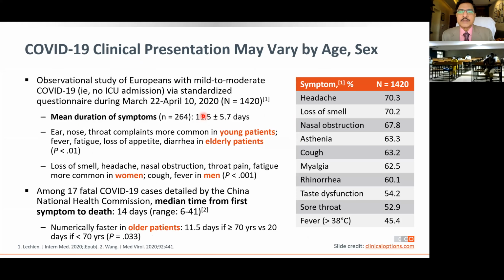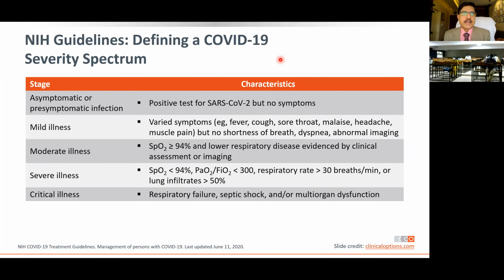So clinical presentation may vary by age and sex. We all know headache, loss of smell, nasal obstruction, asthenia, cough. Different studies in different countries are showing different proportions of those people. Loss of smell is 70%, obstruction of the nose 67%, like that. We are able to see all these things. Now, let us see the NIH guidelines defining the COVID-19 severity spectrum. This is NIH, National Institutes of Health USA, same as our recommendations in India also. Milder illness, moderate illness, severe illness, critical illness.